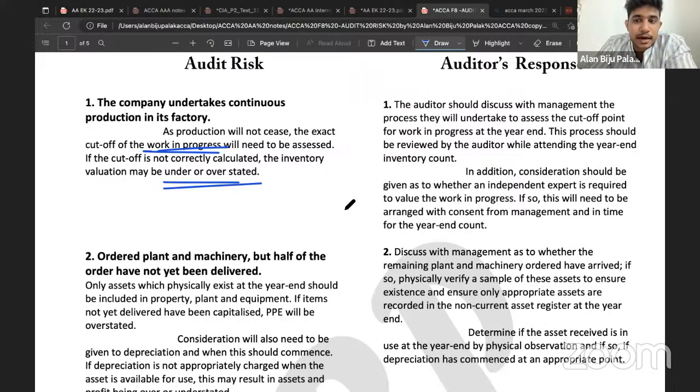So we need to discuss with the management about the way in which they will determine the actual cutoff of the inventory, and we need to consider whether they properly carry out this during the time of the year-end inventory count. Alternatively, we can also consider using the work of an auditor's expert.